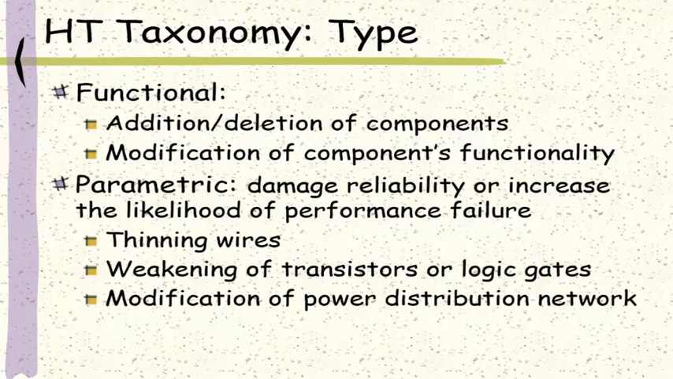Parametric Trojans, on the other hand, normally do not change the system's functionalities. Instead, they try to reduce the system's reliability to increase the chance of performance failure. This can be done by changing the physical parameters of the system components, such as making the wires thinner or the transistors weaker, or modifying the power supply to cause certain parts of the system to age faster than expected.